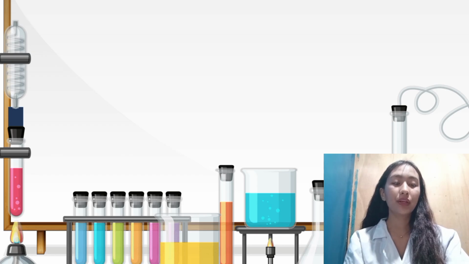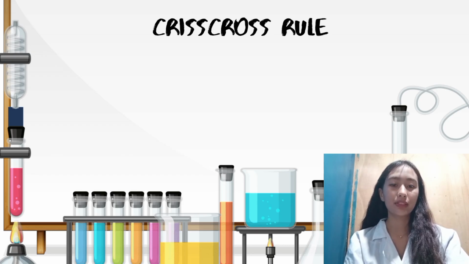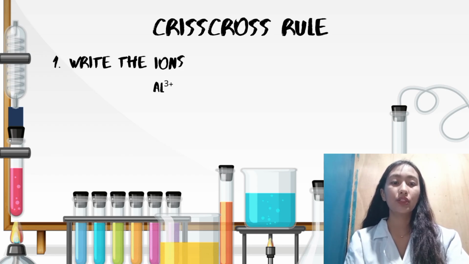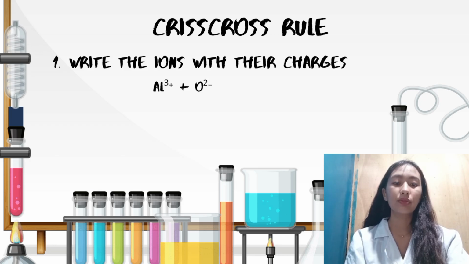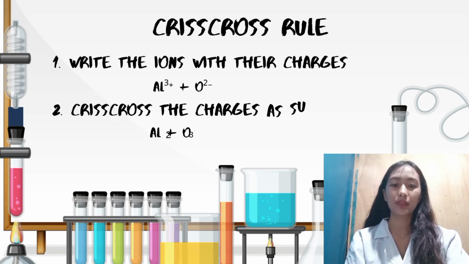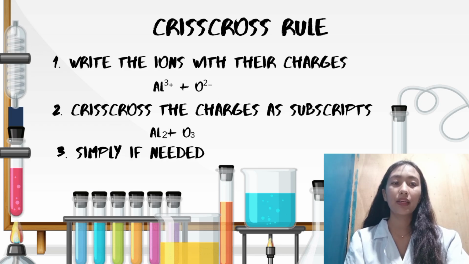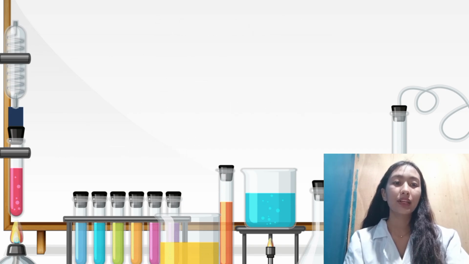And of course, don't forget the crisscross rule to balance charges. First, write the ions with their charges. Then, crisscross the charges as subscripts. Lastly, simplify if needed. These are the examples.